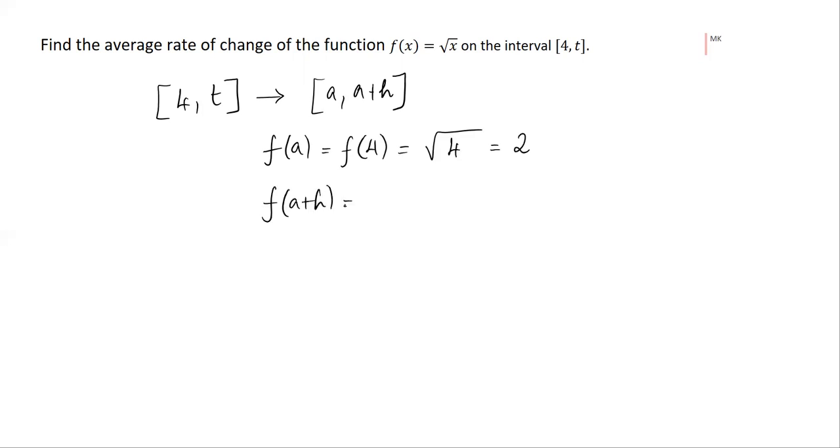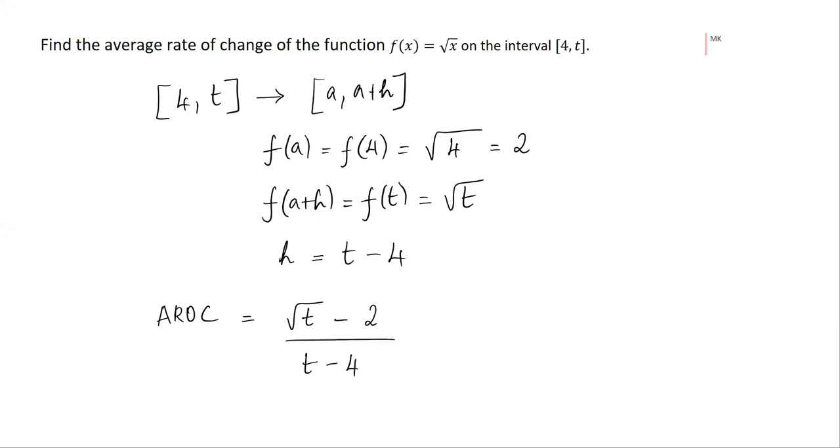F of a plus h is f of t, which is square root of t. I have to leave it as a t. And now we have to find h. H is the difference, so t minus 4. Average rate of change will be f of a plus h, which is square root of t, minus f of a, which is 2, over t minus 4.